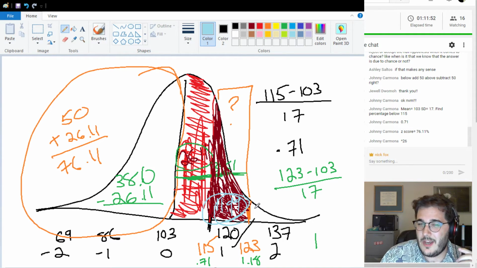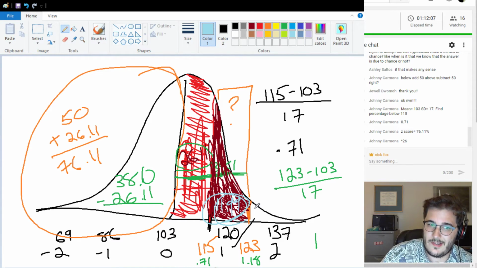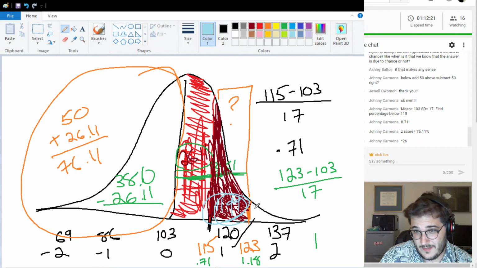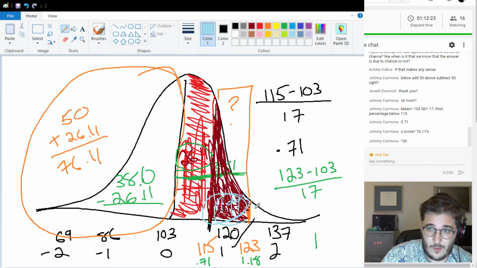You really have to read the question, draw the curve, and say, okay, what is the table giving me? The table is always giving me the amount from the mean to whatever z value I have. And what is it that I want? Do I want cumulative? Do I want partial? Do I want the most extreme values? It depends on what the question's asking. So here we had two positive z-values, things that were above the mean. One was add, one was subtract, based on what the question was asking.